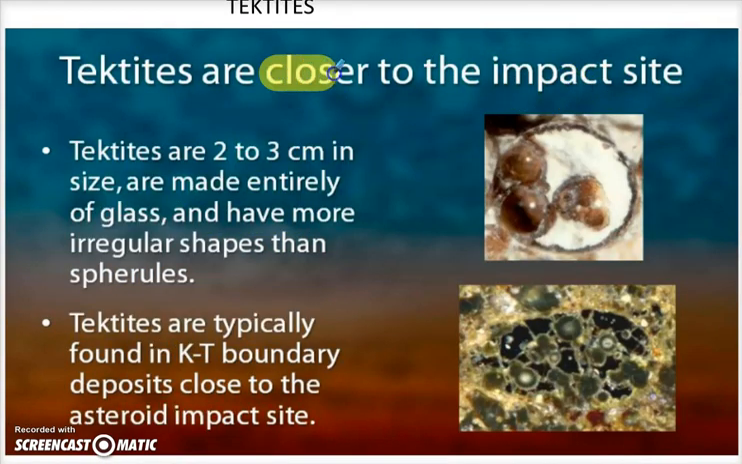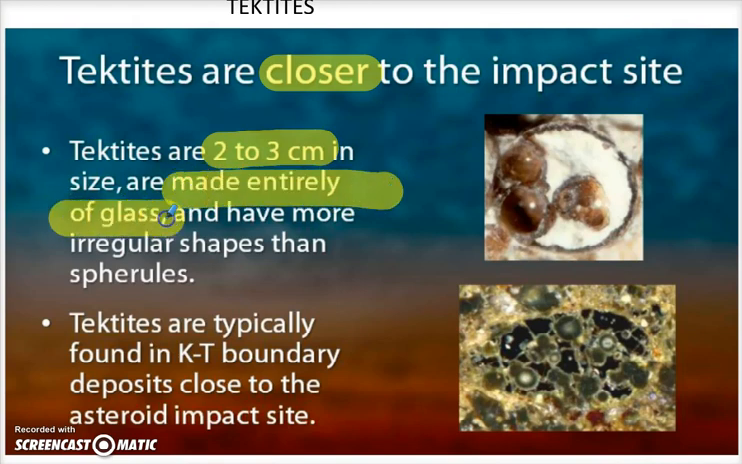Tektites, though, are closer to the impact site, so make sure you list that in where they can be found in your notes. Tektites are a little bit larger, 2 to 3 centimeters in size, and they're made entirely of glass. They have irregular shapes when compared to the spherules. These are typically found close to an asteroid impact site.